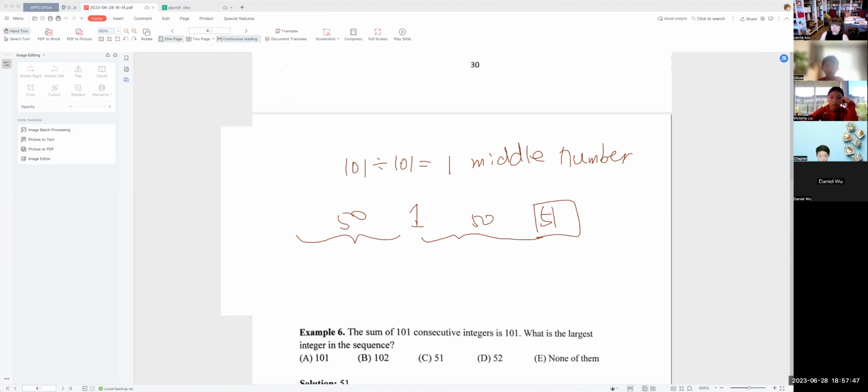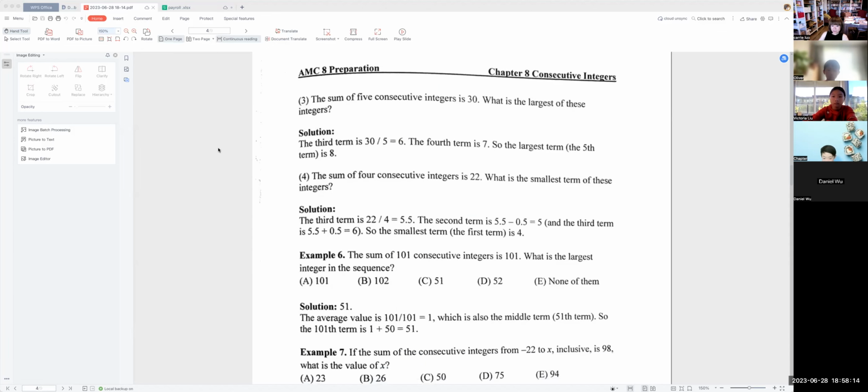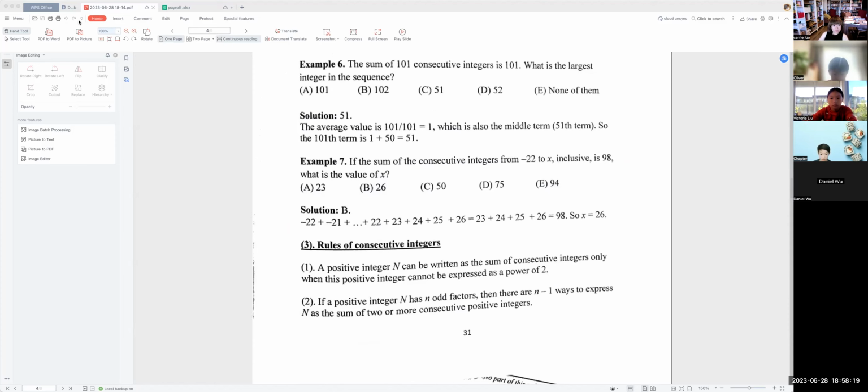Okay. I have said when you have an odd number of numbers and you have the sum, you just use the sum divided by the odd number, and the number you get is the middle number. If you know the middle number, the biggest and the smallest number is very easy. So if the biggest number is 51, the smallest number is what? Negative 49. Get it, everybody? Okay, so let's take a look at number 7.